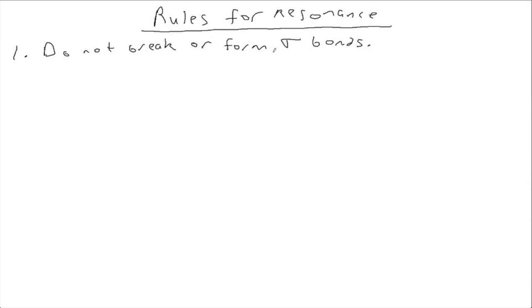Now, there's nothing in OChem that says you can't break and form sigma bonds, but if you do that, it's just not resonance. That would be a reaction. So if we break or form any sigma bonds, those are possible arrows for a reaction, but not for resonance.